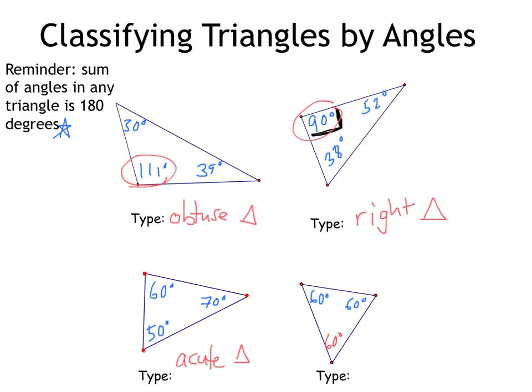This is known as an equiangular triangle. Equi means same, angular means angle. This is an equiangular triangle. Why? Because it has equal angles. All of the angles are 60 degrees. So this is a very special triangle that won't happen that much. It is actually acute as well, but to be most specific in our classifying or naming, we should call this an equiangular triangle.